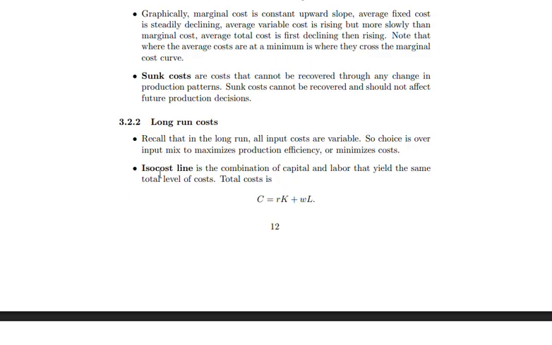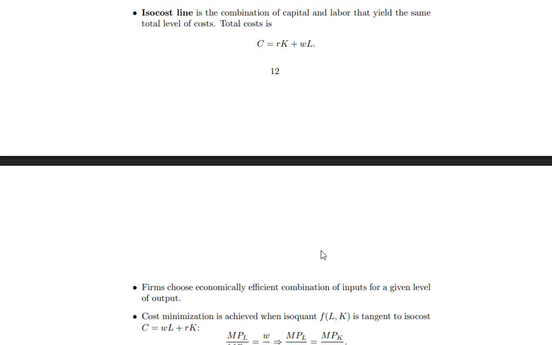Now let's talk about long run costs. Recall that in the long run, all input costs are variable, so the choice is over the input mix to maximize production efficiency or minimize costs. Just like the budget constraint line, we have the isocost line. It is the combination of capital and labor that yields the same total level of costs, equal to rent times capital plus wages times labor.